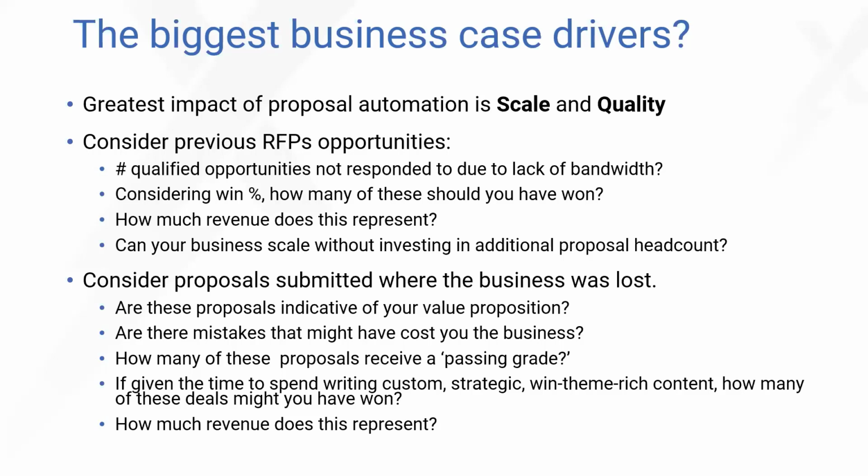But here's the idea. The 2 big levers to consider when it comes to making the business case and deciding whether or not it makes sense for your business to invest in proposal automation are scale and quality. When it comes to scale, you need to think about things such as the number of opportunities that you're receiving. Commonly, even when you're not receiving a lot of opportunities, sometimes they get bunched up and we're unable to respond to all of them because of a lack of bandwidth.